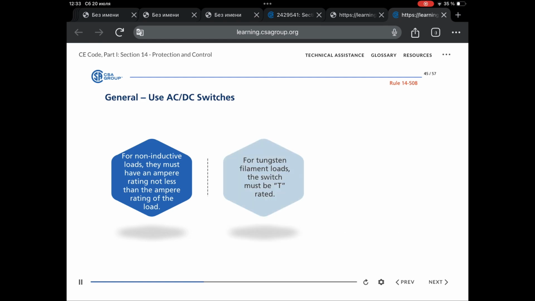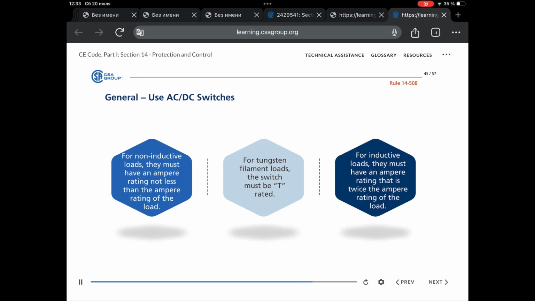For tungsten filament loads, the switch must be T-rated. Tungsten filament loads are those created by incandescent lamps. A cold filament has very low resistance, which can create significant inrush current. T-rated switches have been tested to withstand this type of load.